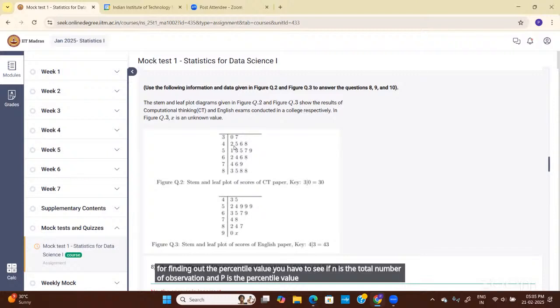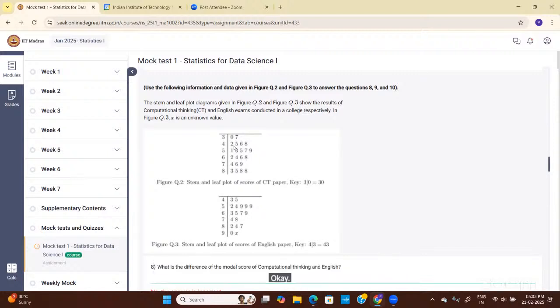So if you have to find the 25th percentile, the value of P will be 0.25. If you are finding the 60th percentile, then P will be 0.6. And N would be constant for all. N is the total number of data points.